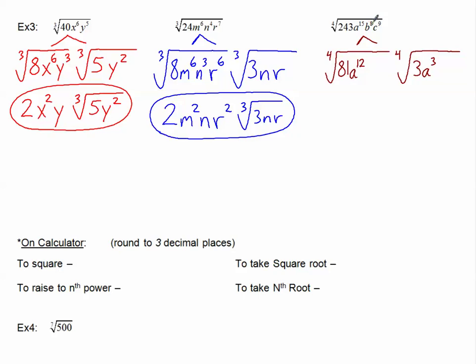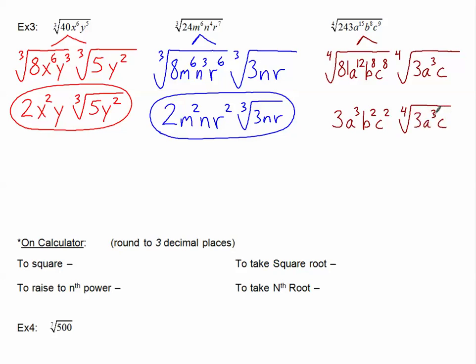B to the 8th, that's good. 8 divided by 4, I can take all of them. And C to the 9th is no good, but I can take the first 8, put them here, leave an extra 1 here. All of these are perfect fourths. The fourth root of 81 from our chart is 3. The fourth root of a to the 12th, 12 divided by 4 is 3, so a cubed. 8 divided by 4 is 2, so b squared. And 8 divided by 4 again is 2, so c squared. And this stuff just remains the same.